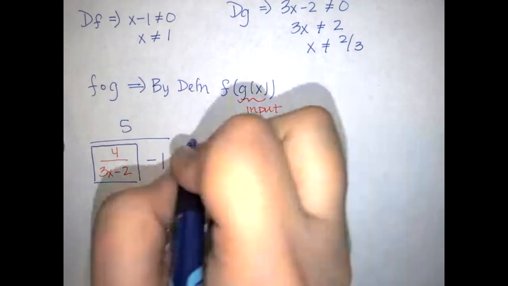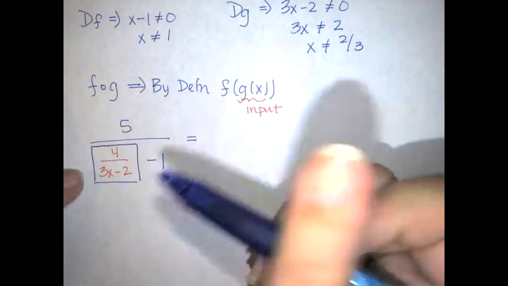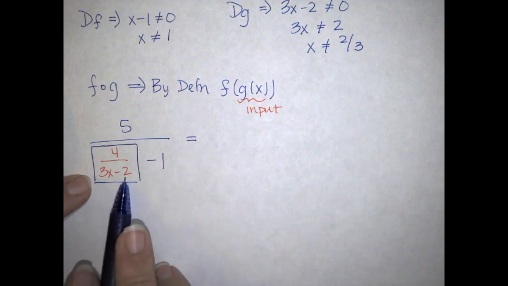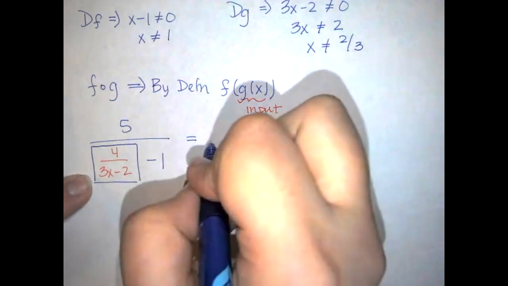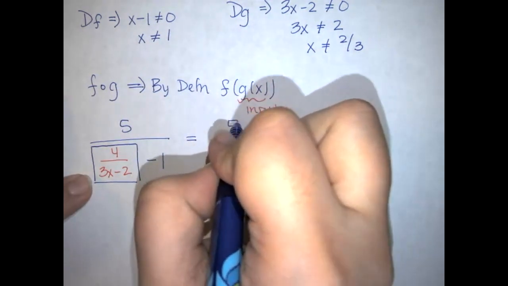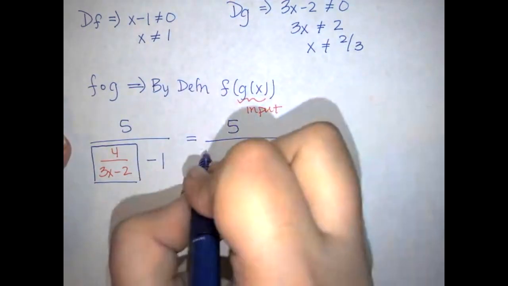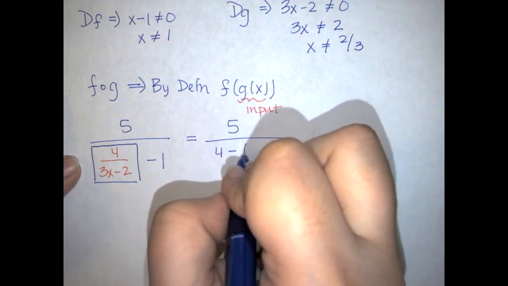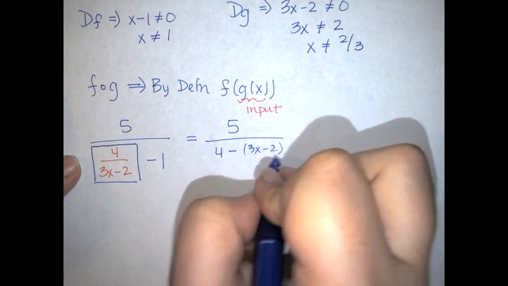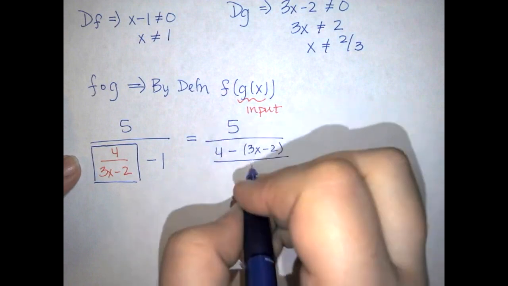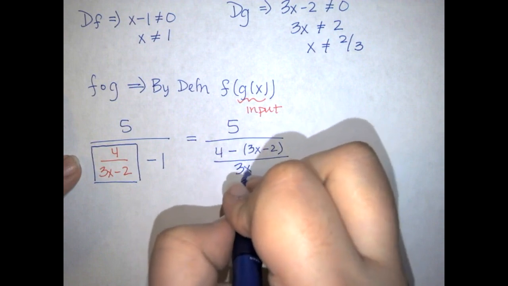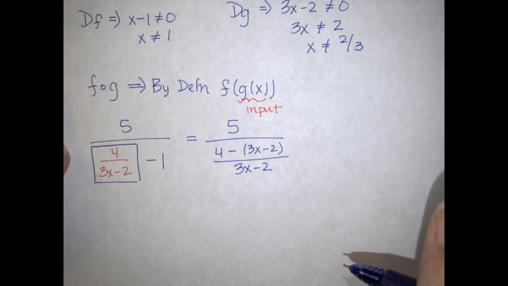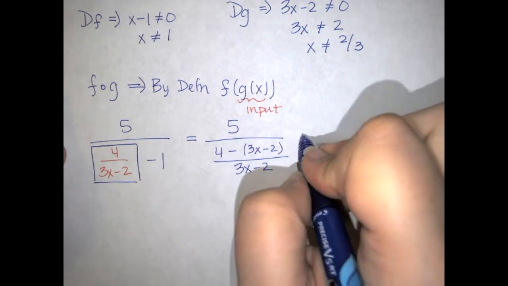Now again, the next thing we need to do is simplify. If you look between these two, the part that's missing is this 3x minus 2. So here I'm going to have my 5 over 4 minus that 3x minus 2, and the whole thing is over the 3x minus 2.